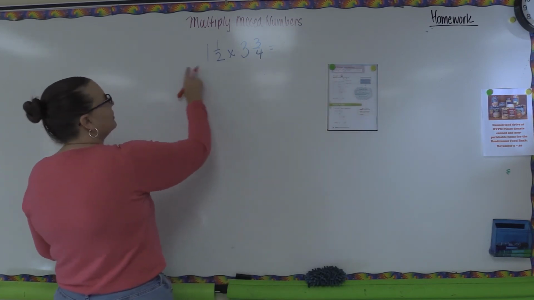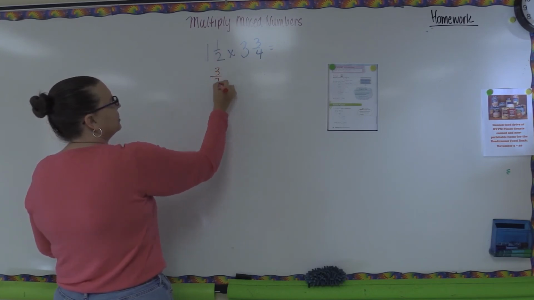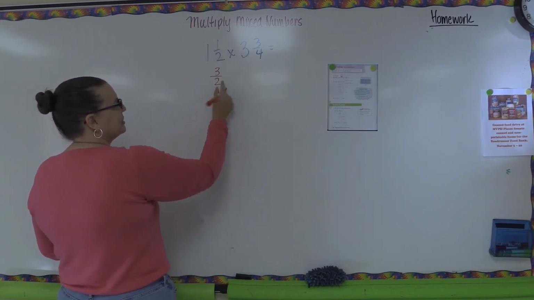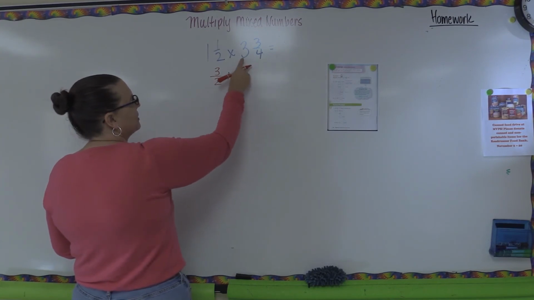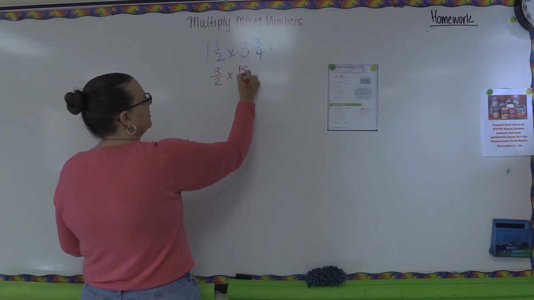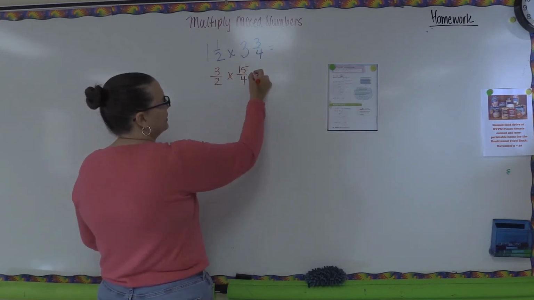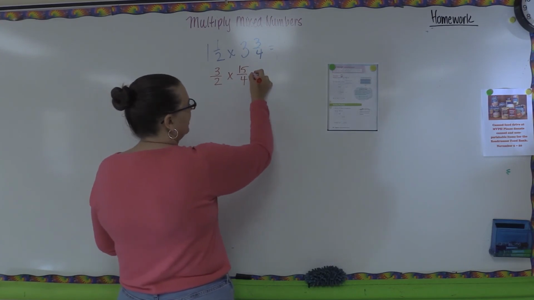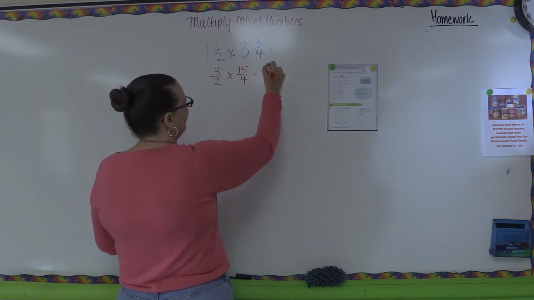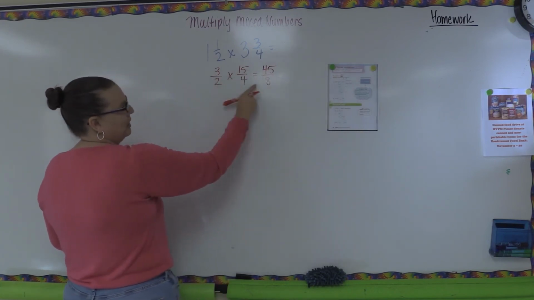So remember, we're going clockwise around. 2 times 1 is 2, plus 1 is 3. So 1 1/2 is the same thing as 3 halves. 4 times 3 is 12. 12 plus 3 is 15. 15/4 is 3 3/4 as an improper fraction. We can multiply. We're going to get 45/8 because we're just multiplying straight across.